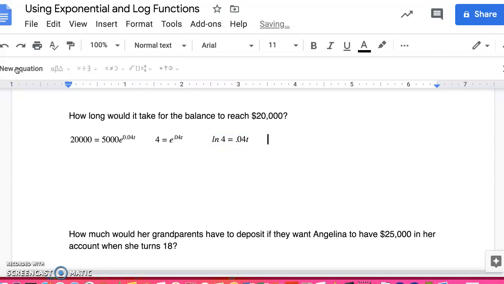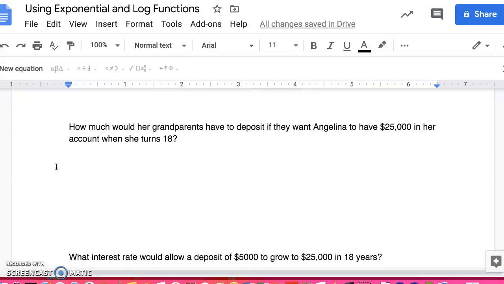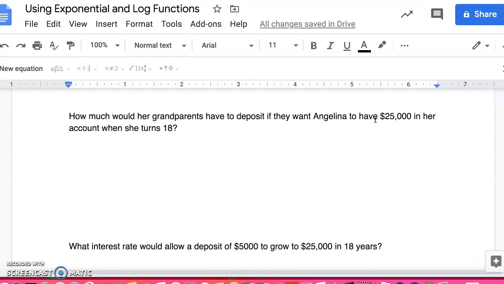And then natural log of 4 divided by 0.04. And we get t is 34.7 years. So by the time Angelina's 34, she would have $20,000 if everything kind of stayed the same. Almost 35.